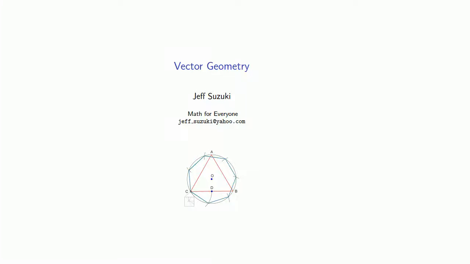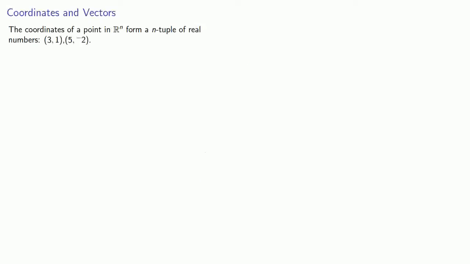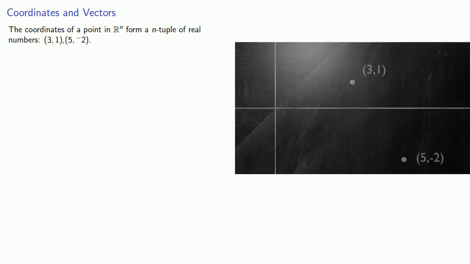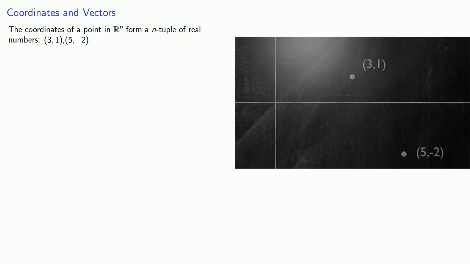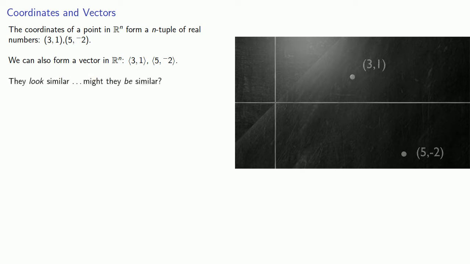While it's possible to treat vectors from a purely algebraic and arithmetic standpoint, it turns out to be very convenient to think about what they represent geometrically. For example, the coordinates of a point in Rn form an n-tuple of real numbers. For example, the coordinates of the point (3, 1) or (5, -2). Similarly, we can talk about a vector in Rn, the vector (3, 1), the vector (5, -2). These things look similar. Might they be similar?